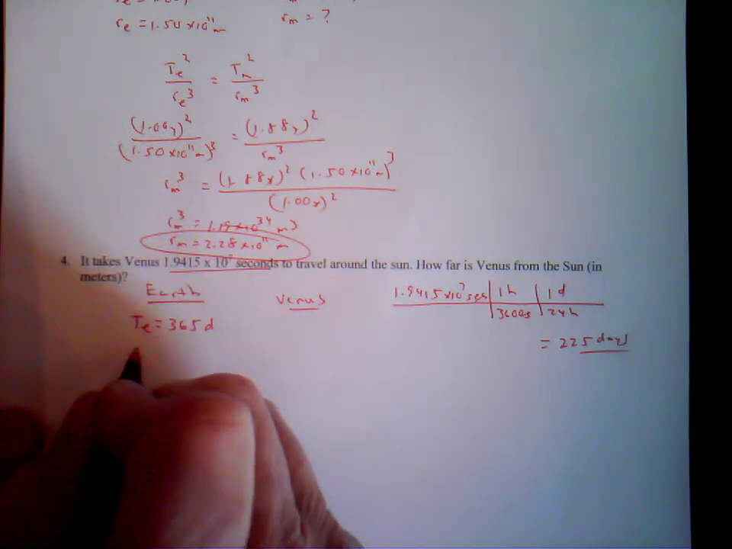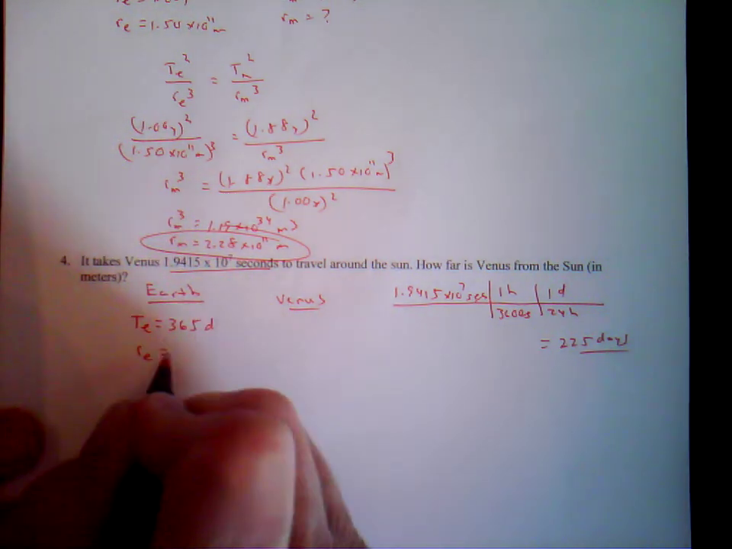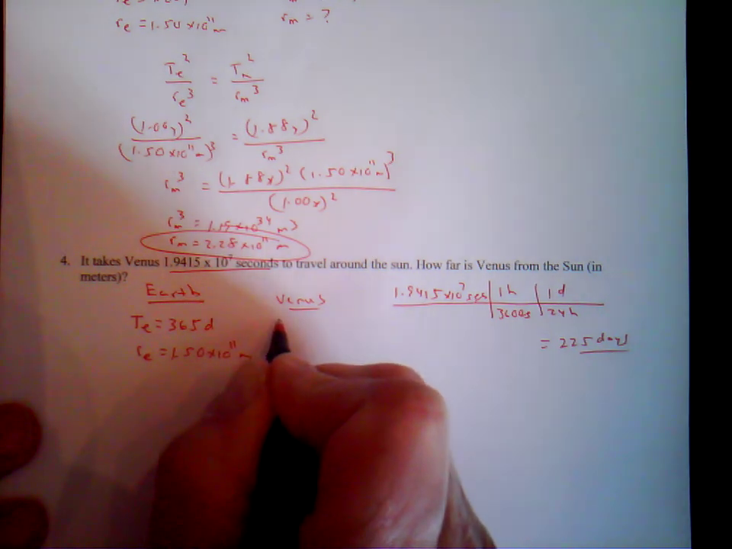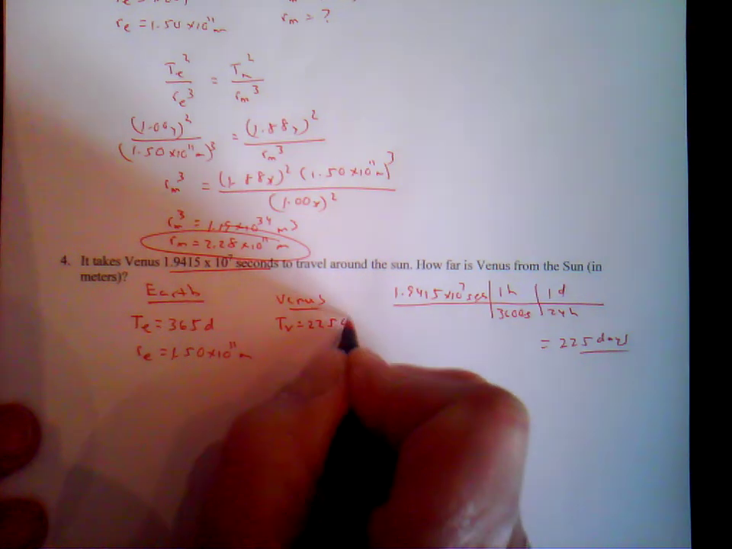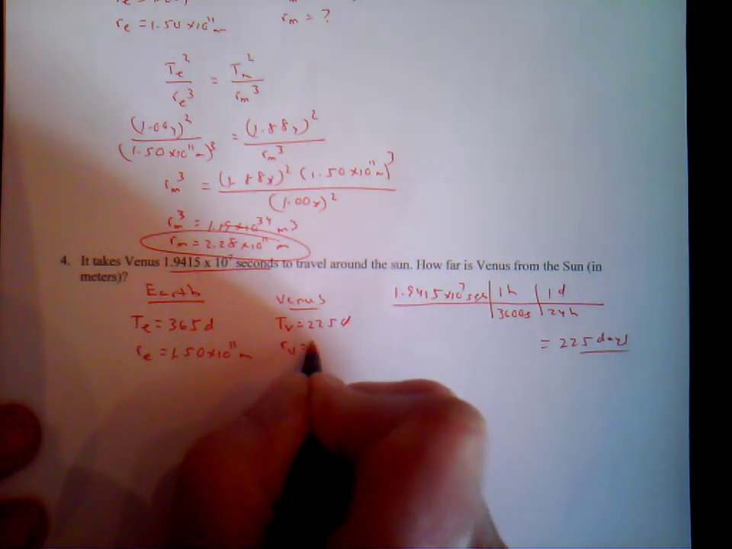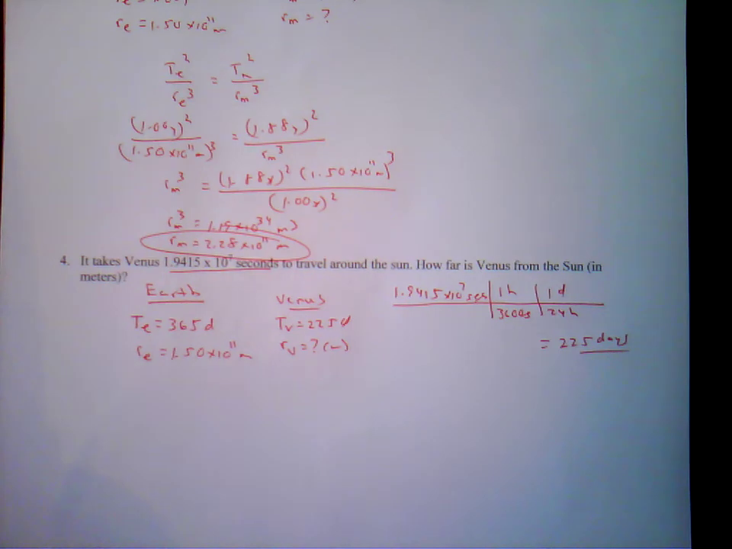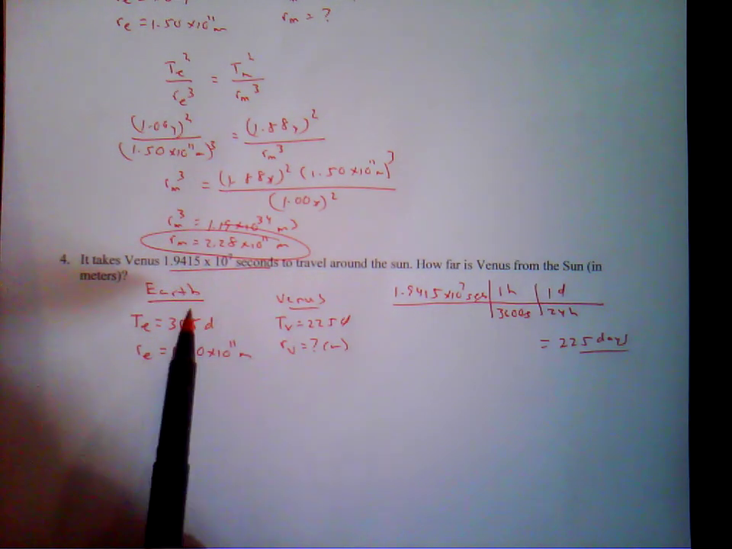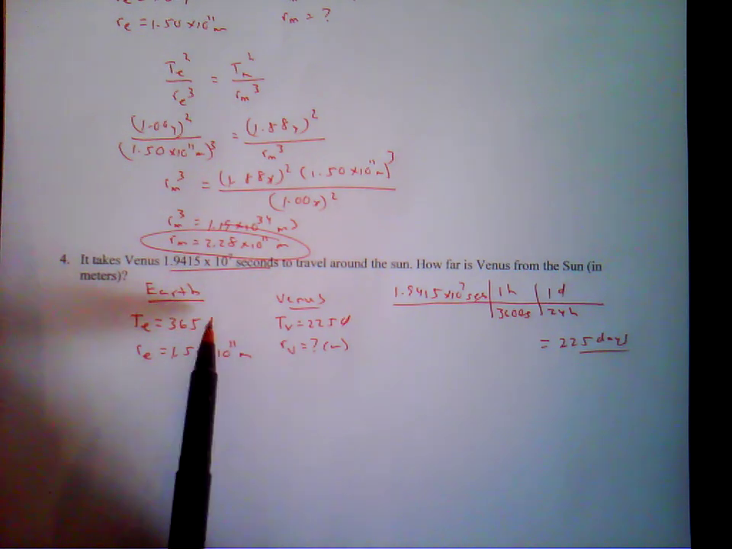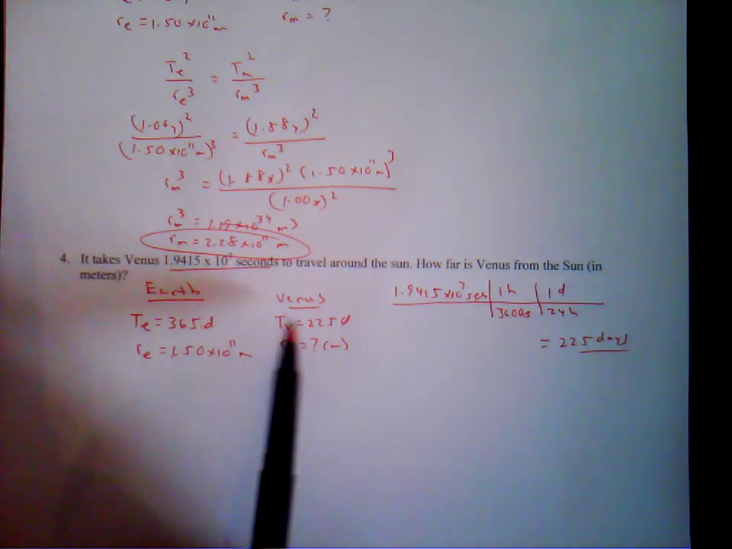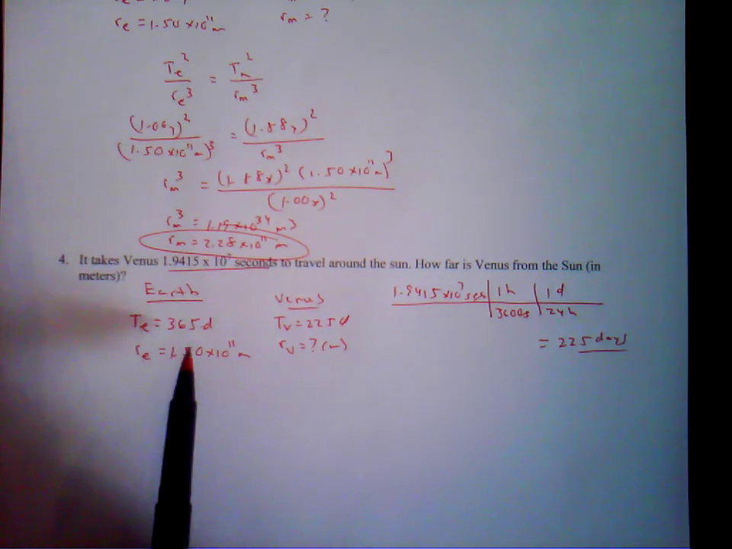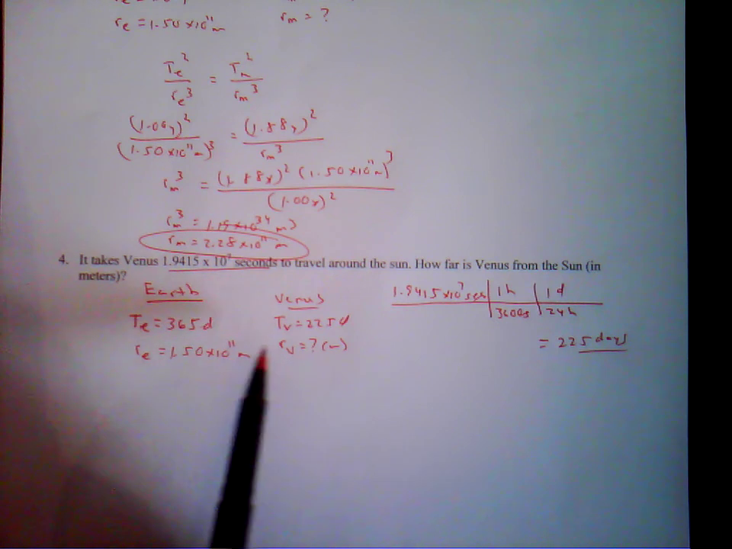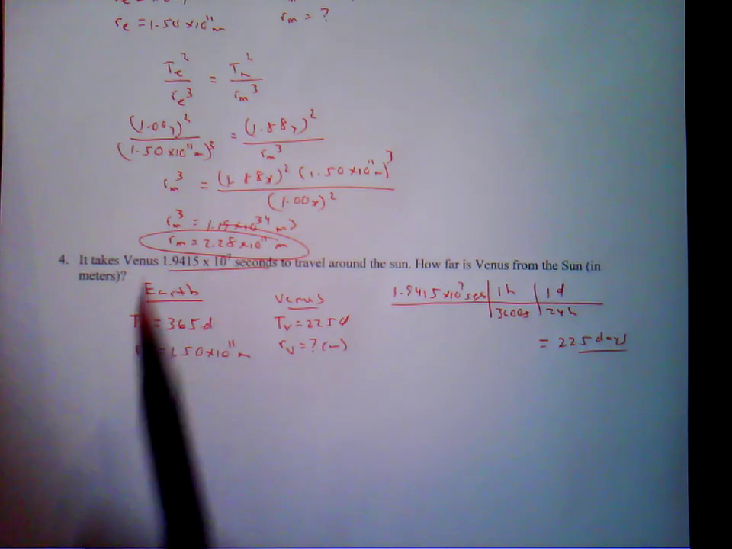The orbital radius of the Earth in meters we can keep at 1.50 times 10 to the 11th meters. The period of Venus is 225 days, and we want the orbital radius of Venus in meters, of course. The reason we did this is to show you that for the period and the orbital radius, the units don't matter, but they must be consistent. If you have one period in days, the other must be in days. If you have one period in years, you must have the other in years. Same thing with distances. You can use meters, kilometers, miles, or whatever distances you want, as long as they are consistent, but the process is exactly the same.